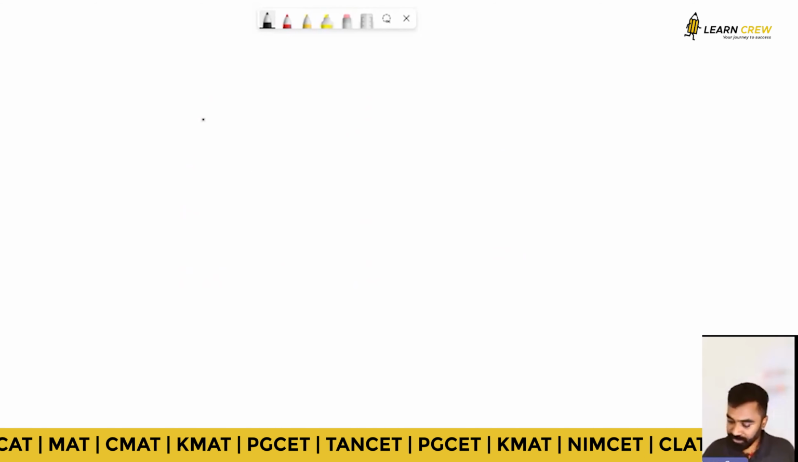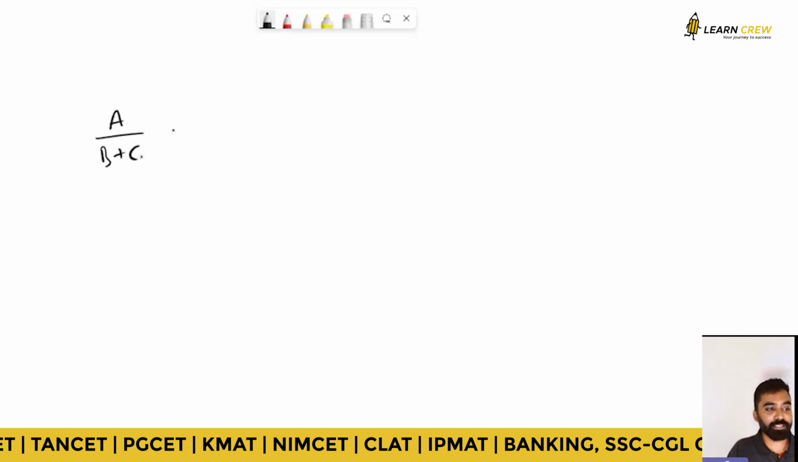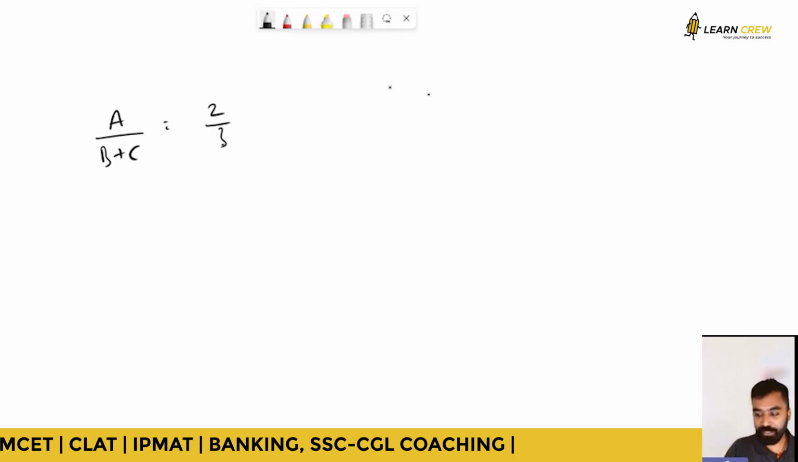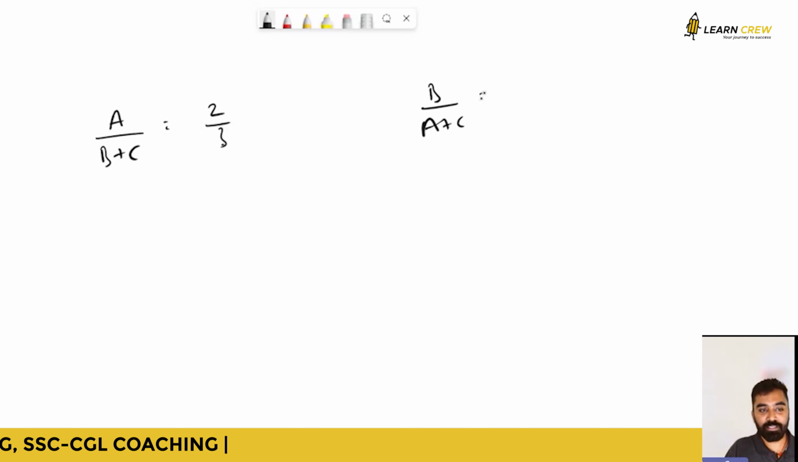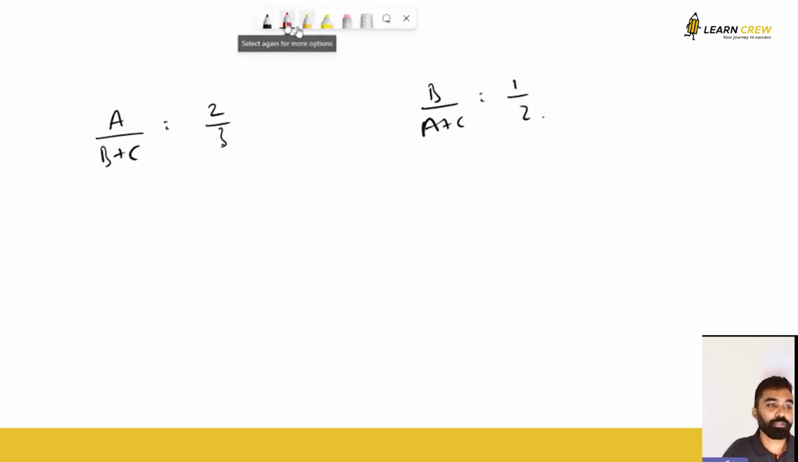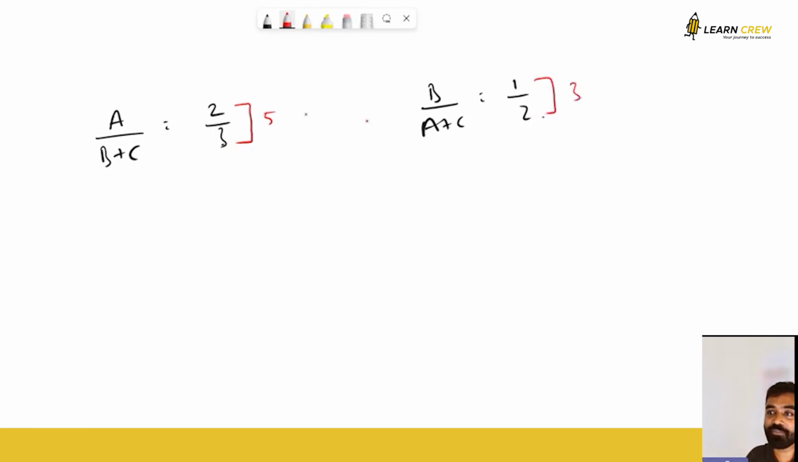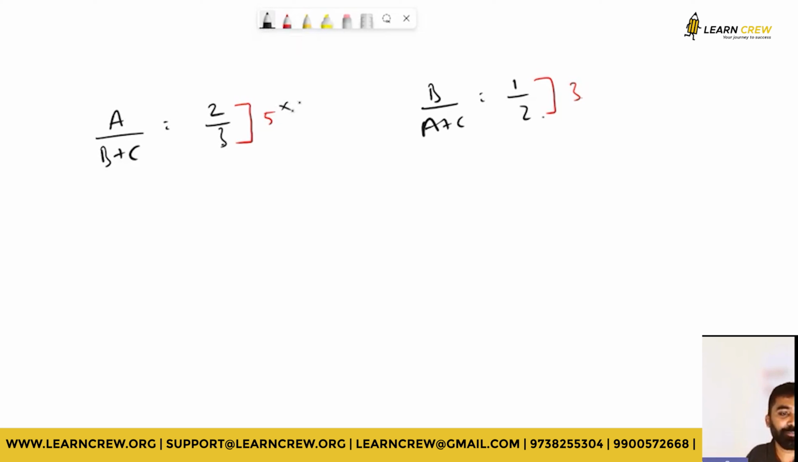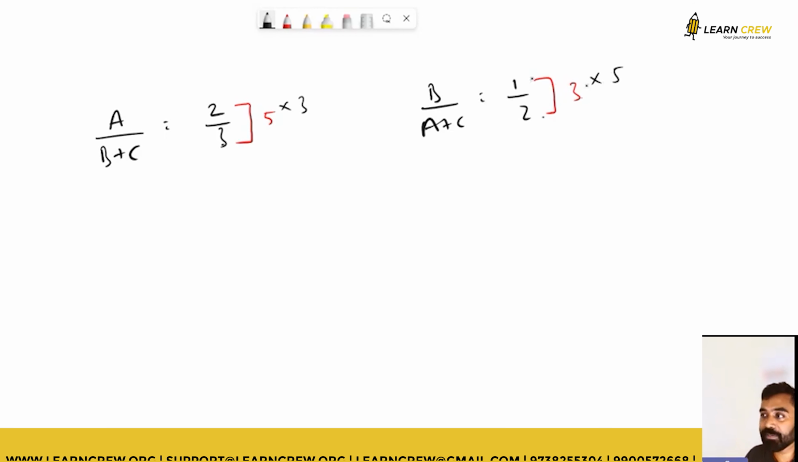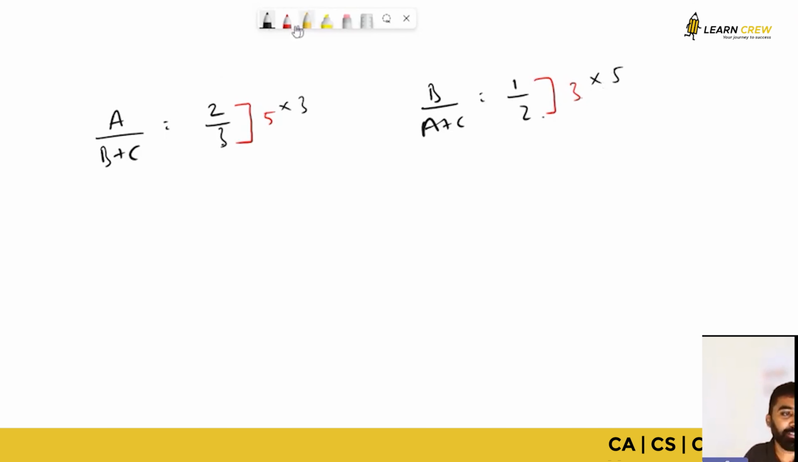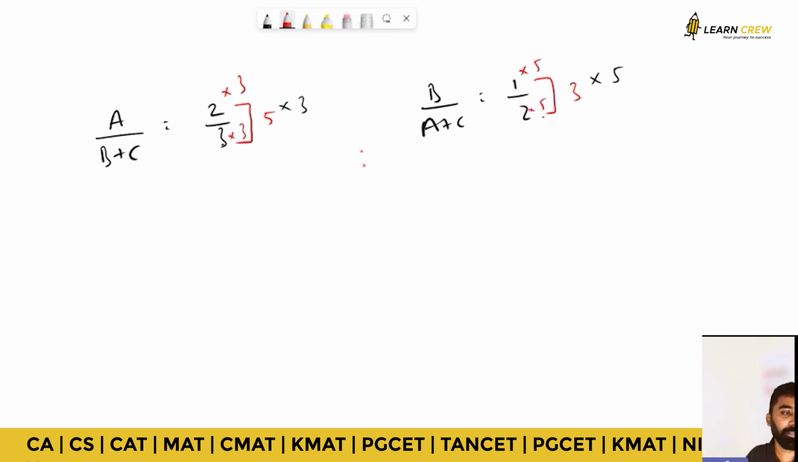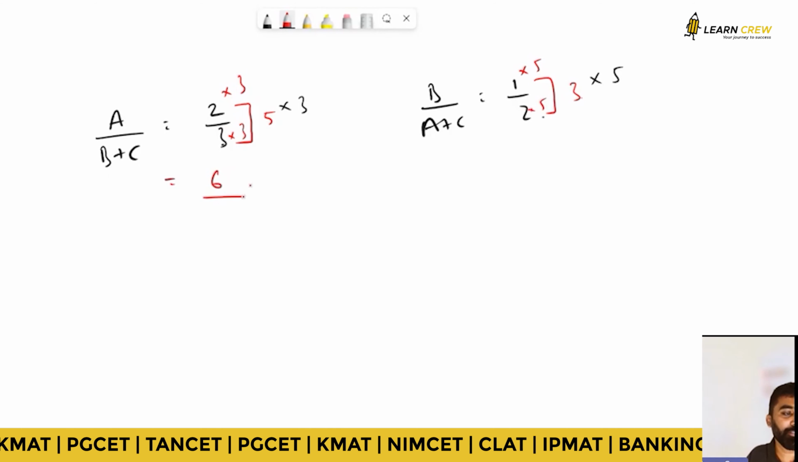Fine. Now the question given is A divided by B plus C equal to 2 by 3, and B divided by A plus C equal to 1 by 2. Now, what's the sum of this? 5. What's the sum of this? 3. What I said is that the sum of these two things should be equal. In order to make it equal, you can make it a common thing. So multiply this by 3 and multiply this by 5. It becomes equal then. If you are multiplying here, obviously you need to multiply here, and here, and here. So the new ratio becomes 6 divided by 9.